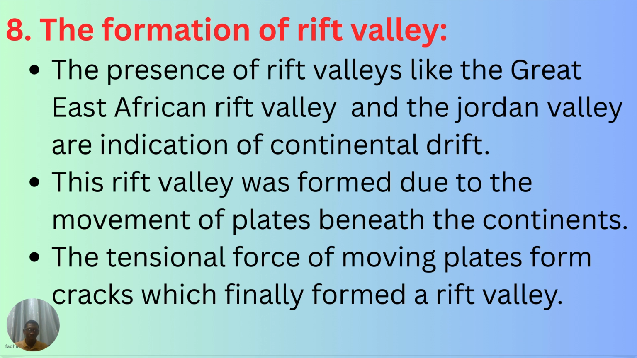The last evidence for today's session will be the formation of Rift Valleys. The presence of Rift Valleys like the Great East African Rift Valley and the Jordan Valley are an indication of continental drift. These two Rift Valleys, located in different places, have the same alignment and the same structure, which gives us proof of continental drift. The Rift Valleys were formed due to the movement of plates beneath the continent. Due to the tensional force of moving plates, cracks form, which finally form the rift valley.